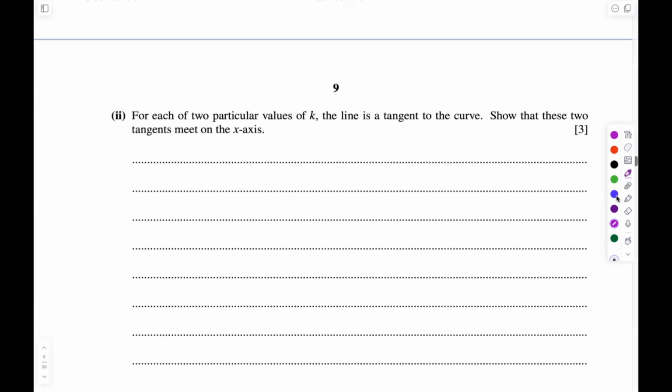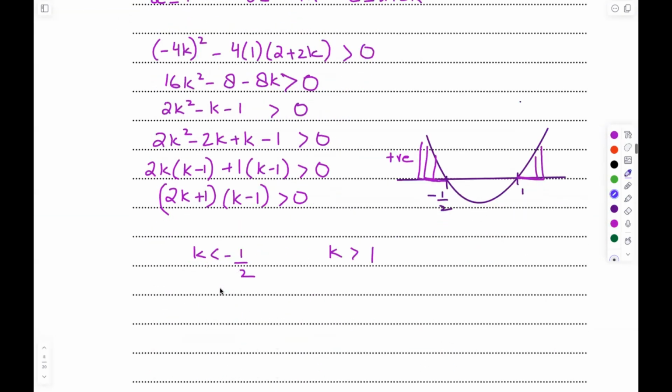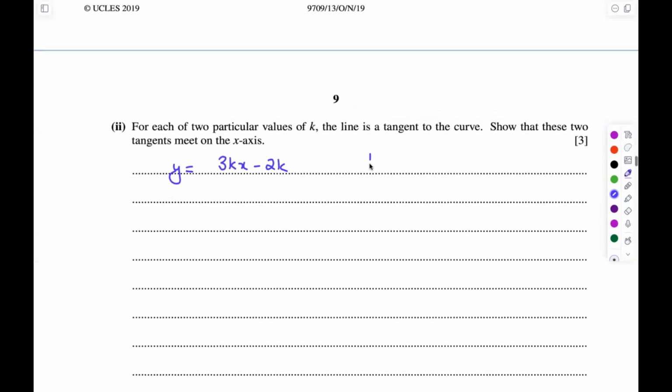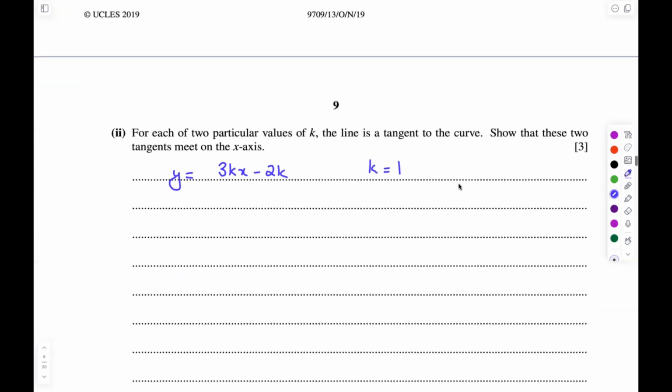In part 2, it says for each of the two particular values of k, the line is a tangent to the curve. Show that these two tangents meet on the x-axis. Now the equation of the line was y equals 3kx minus 2k. Now we have the values of k. The two values were k equals 1 and the other value was k equals minus 1 upon 2.